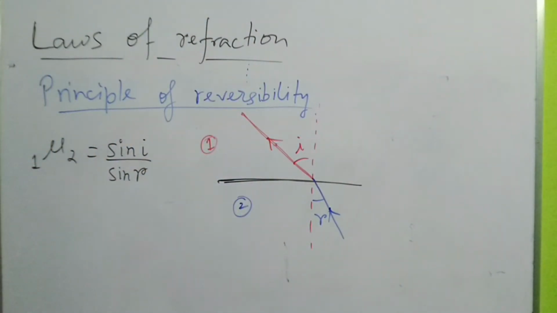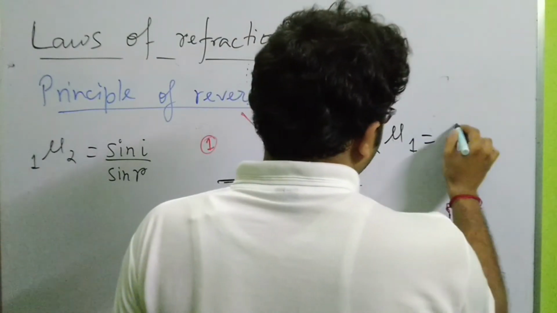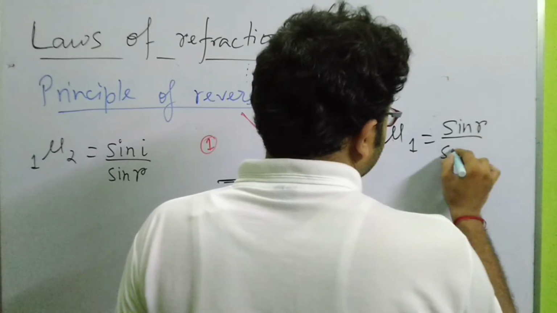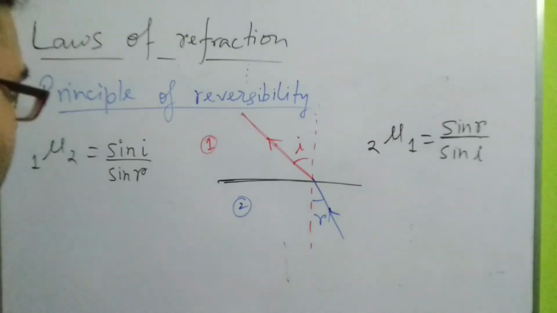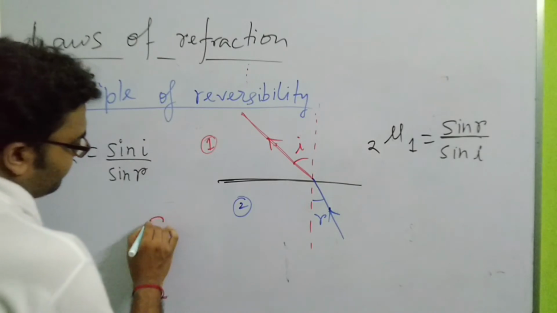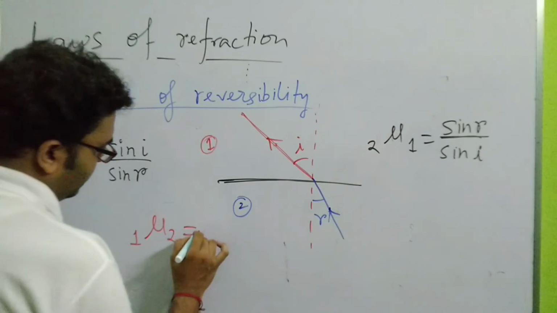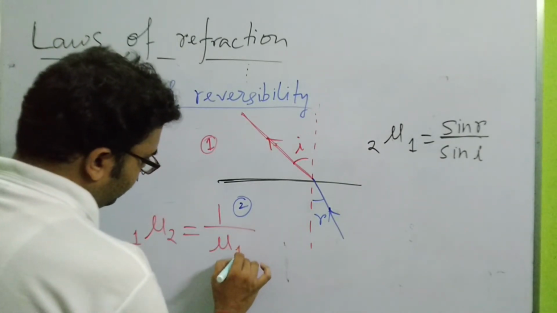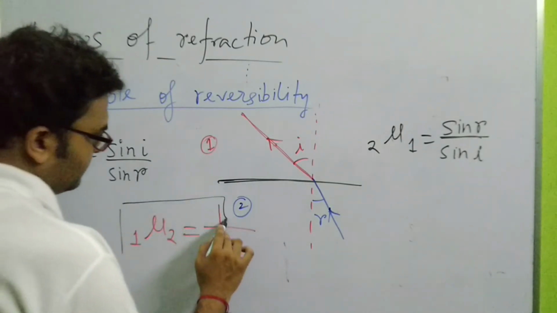So in this case, we will be talking of the refractive index of medium 1 with respect to 2, isn't it? So this will be the refractive index of medium 1 with respect to 2, and this will now be equal to sin R by sin I. So considering these two equations, can we write the refractive index of medium 2 with respect to 1? We can easily write that the refractive index of medium 2 with respect to 1 is the reciprocal of the refractive index of medium 1 with respect to 2. So this is the principle of reversibility.